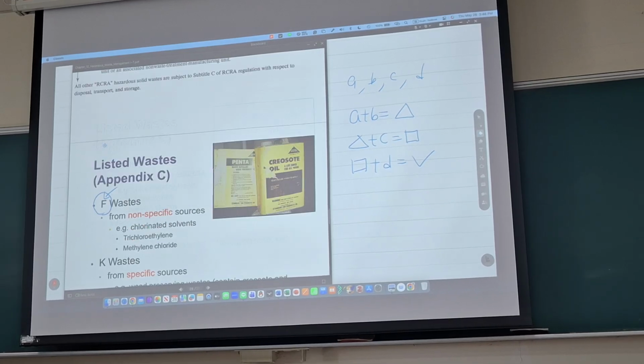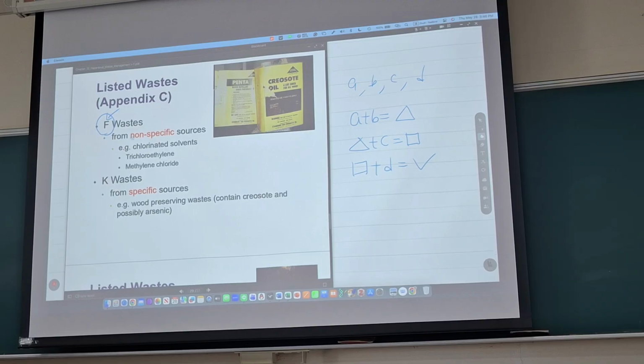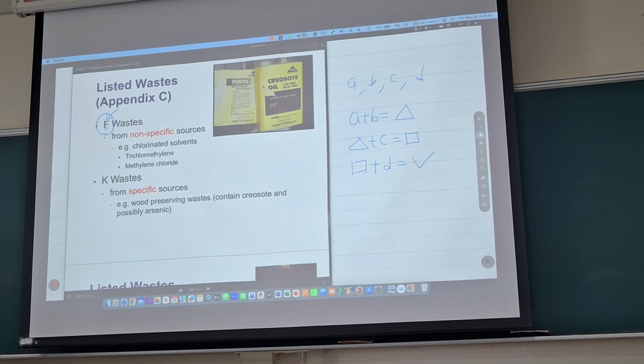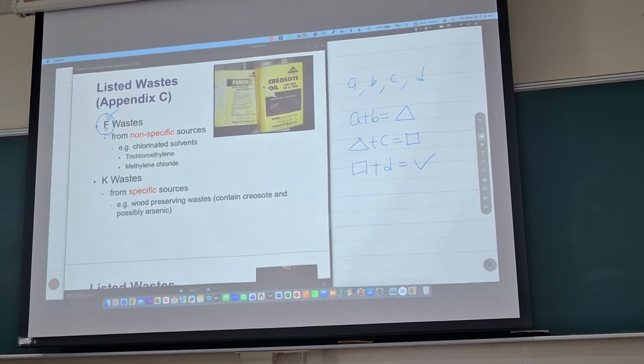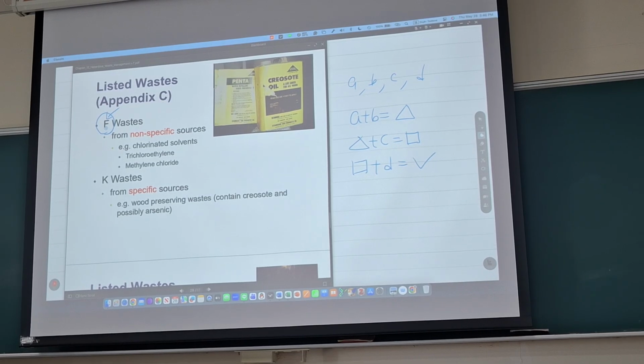I think the rest of the part you can read over by yourself. It's not very difficult. But I want to mention this, it is very important, because sometimes you see those labels but you have no idea what they are. So F waste means this kind of waste comes from non-specific sources. It might come from many different industries.